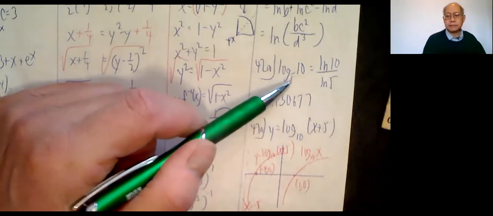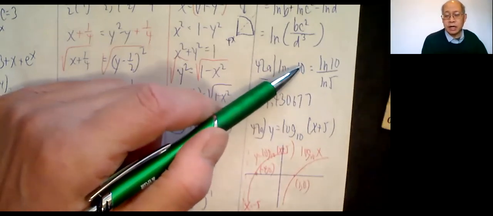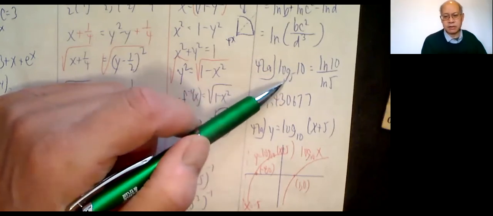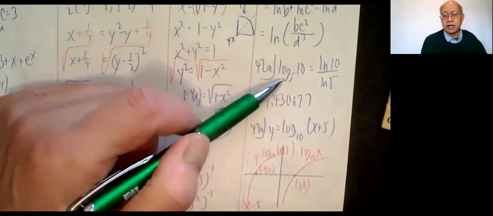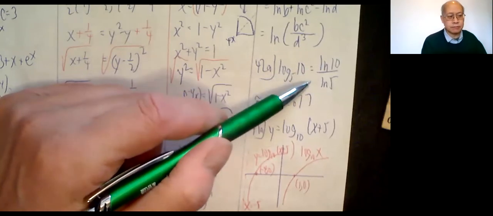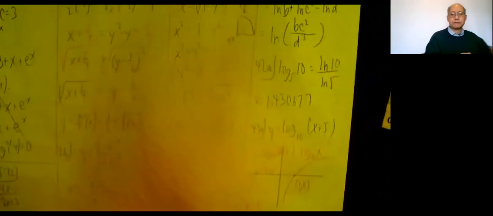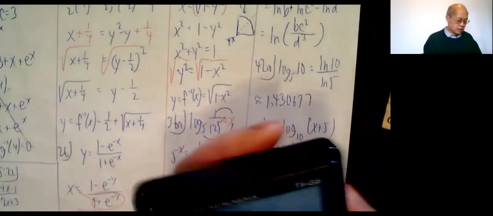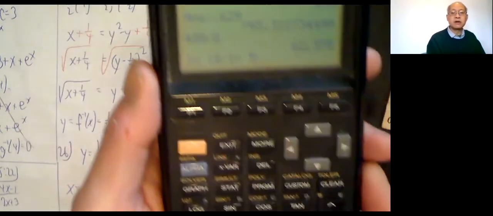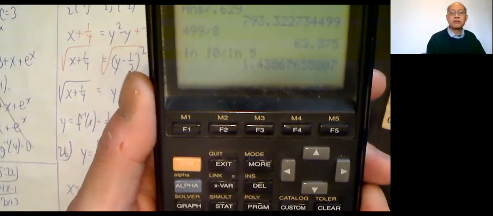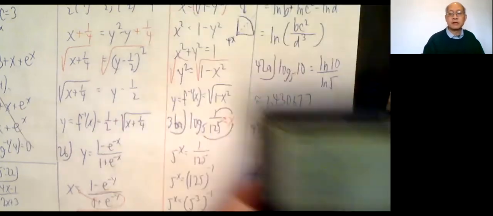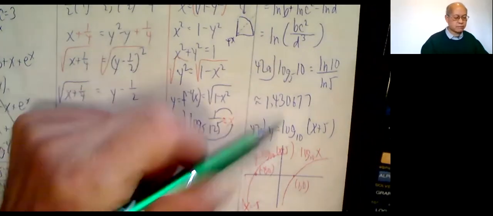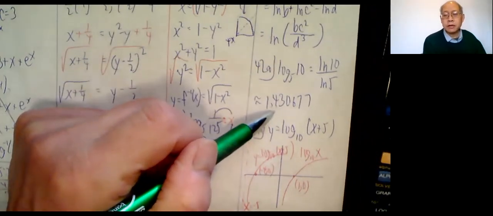It doesn't matter what the base is. ln of the number on top. The 10 is higher than the 5. So you just go ln of 10 divided by ln of 5, and you punch it into the calculator. ln 10 divided by ln 5 is 1.430677 to 6 decimal places. So that's all.